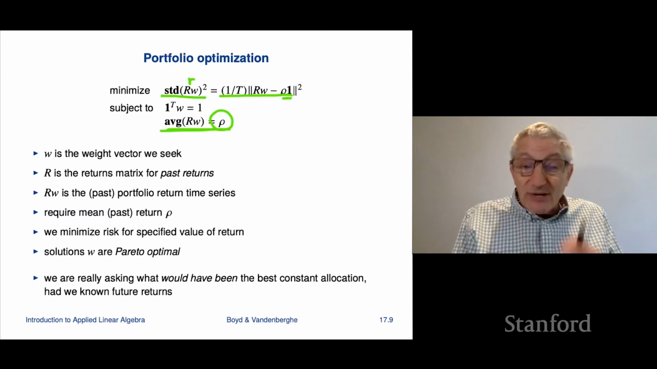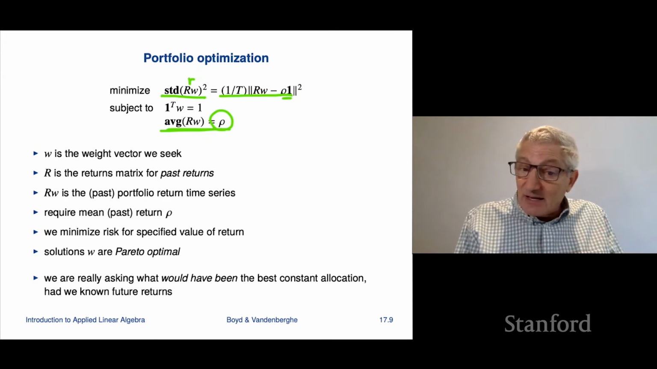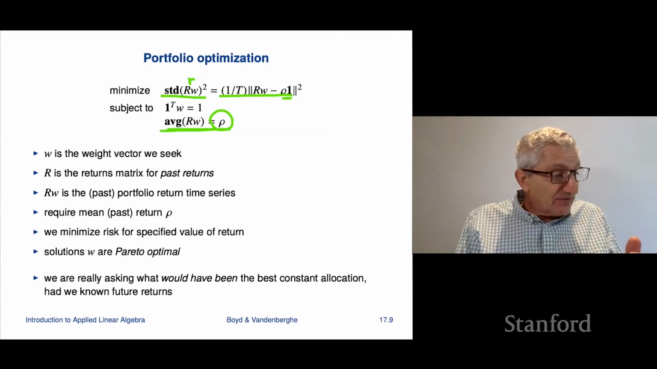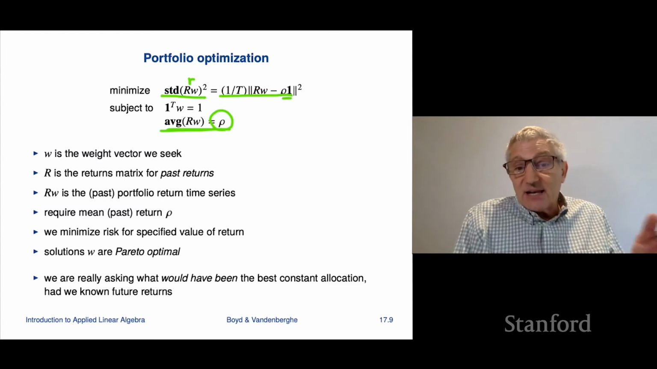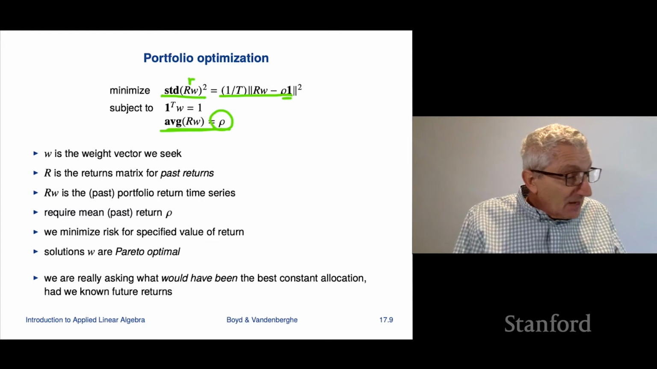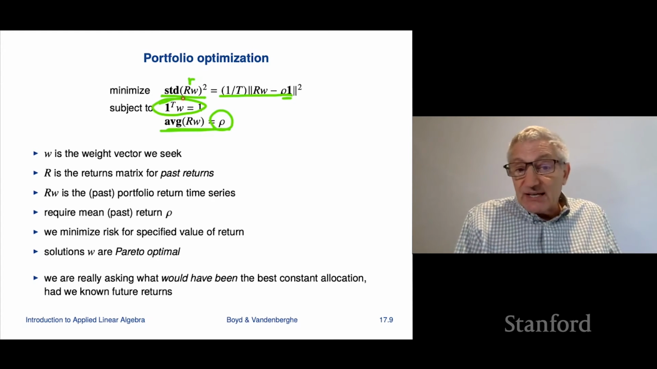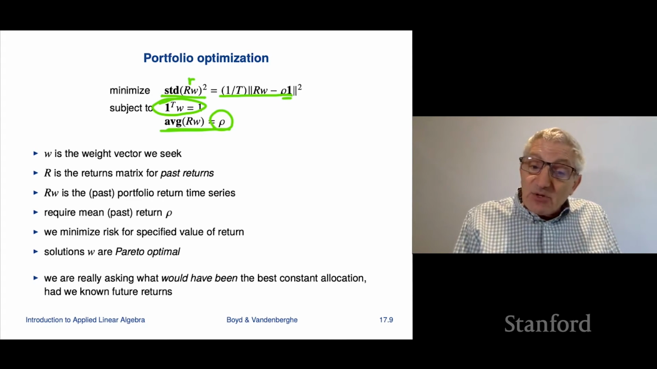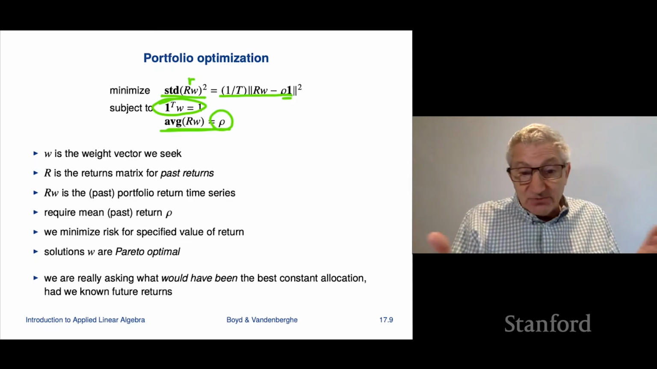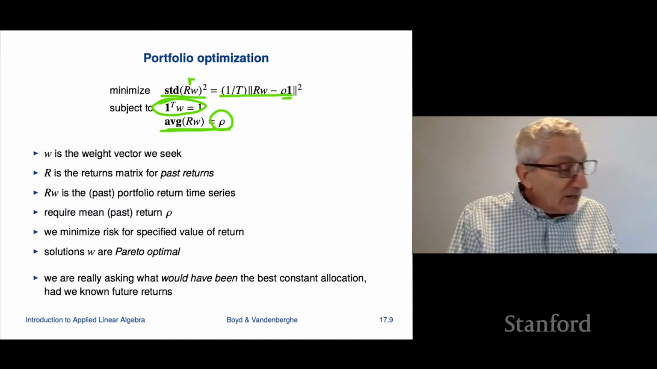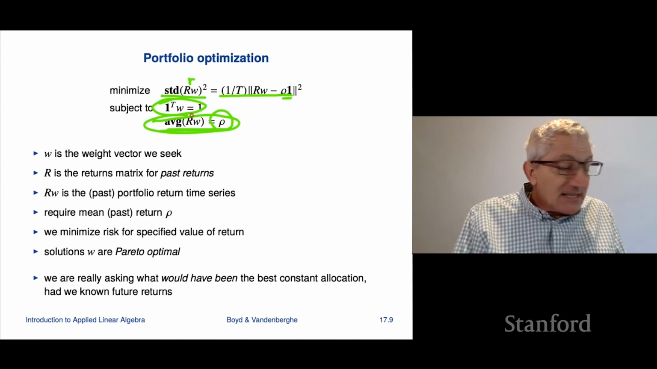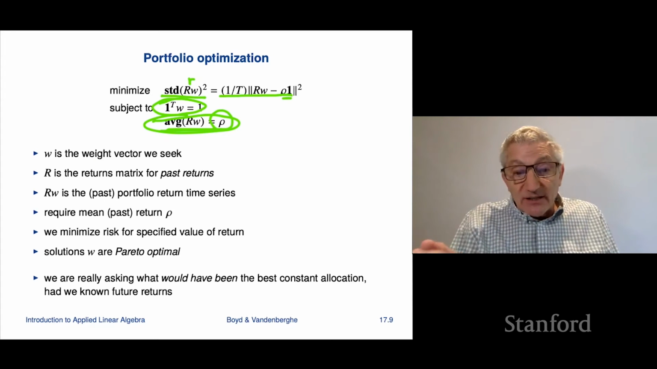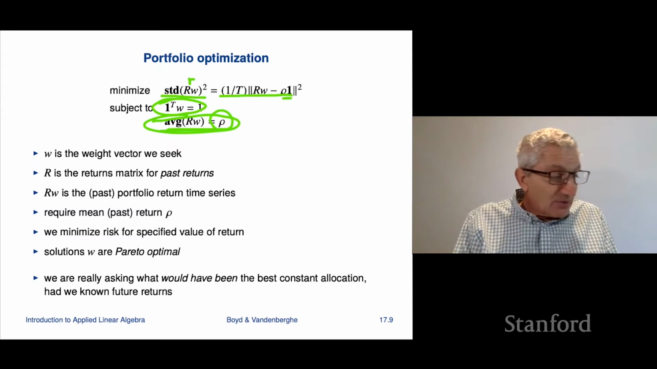Now, rho is given, R is data. And our job, of course, the variable that we want to seek is w, the weight vector. The first constraint, which is a linear equality constraint, says that w sums to 1. Well, that's kind of by definition, so that's fine. And the second one says I want the average return, at least historically, to have been rho. So that's the idea.